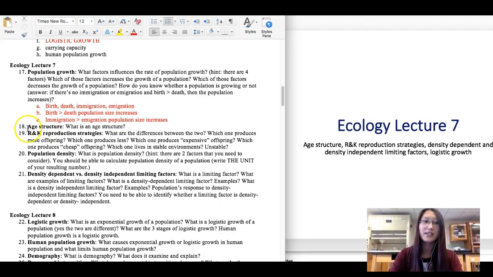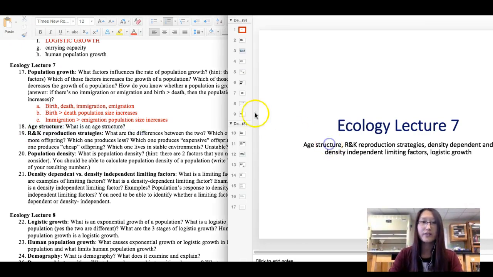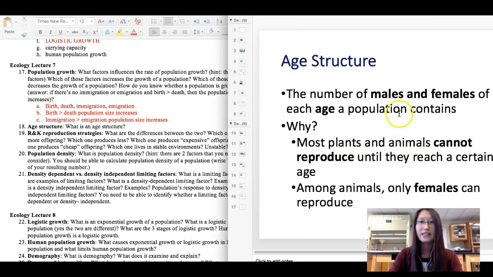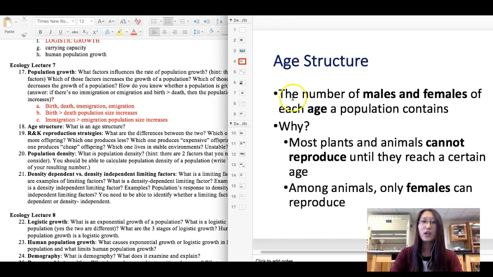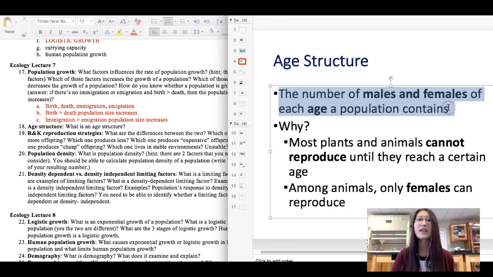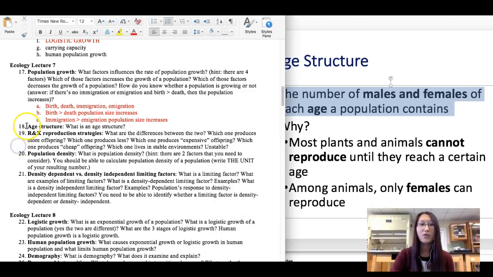Our next question is, what is an age structure? If you look at our slides, here it is. Age structure is the number of females and males of each age a population contains. If you think about America, for example, let's say we have a certain number of males who are 20-year-olds, and a certain number of females who are 20-year-olds, and then we also consider all the other ages and how many males and females we have. That would be your age structure.